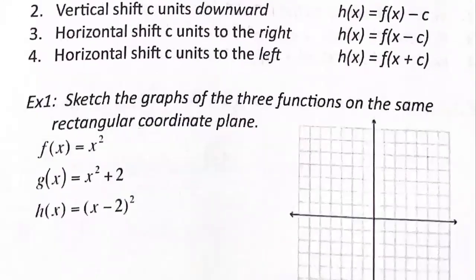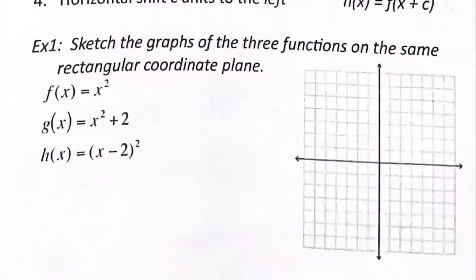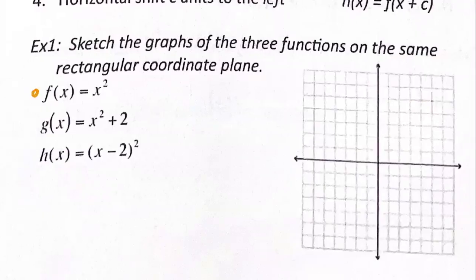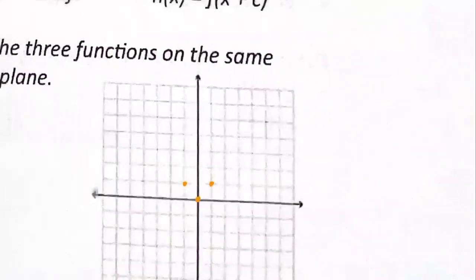And let's review because you should have all known how to graph these functions. All right, so we're going to sketch the graphs of three functions on the same rectangular coordinate plane. You have f of x equals x squared. I recommend using colored pencils for this one. So f of x, the parent function, will look like this at the origin, at 1, 1, negative 1, 1. Those are the three major coordinates. And then all you have to do is just connect the dots.